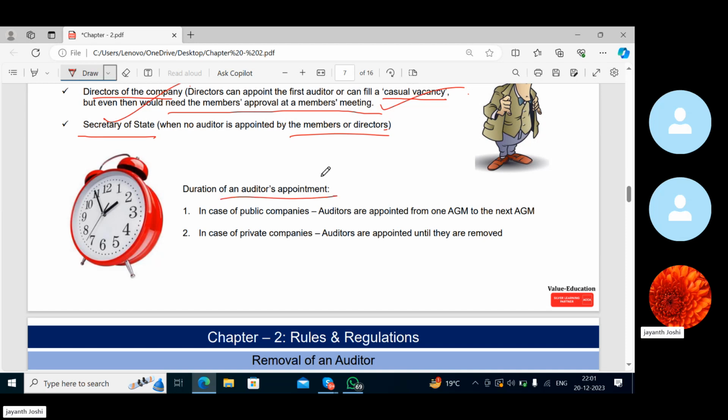Duration of an auditor's appointment: for what time duration can the auditor be appointed? In the case of public companies, where people's money is involved, it can also be a family-run business, doesn't matter. Auditors are appointed from one annual general meeting to the next annual general meeting. That means one AGM has happened, and the next AGM is due in 6 months. I'm giving a small example to help you understand. Then they can appoint an auditor here. And in the case of private companies, auditors are appointed until they are removed.